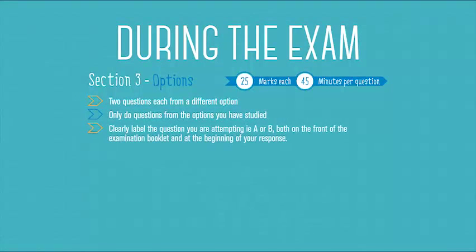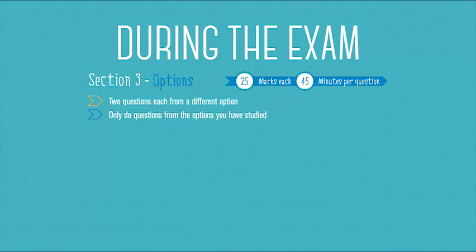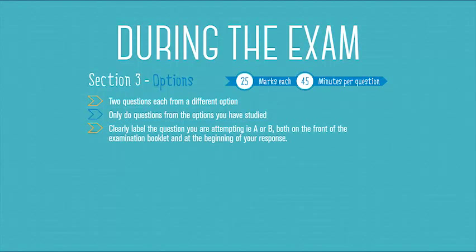One of the things that I've learnt from marking HSC this year is that it's really, really important that you label the question clearly. You get a choice of an A or a B question, and you need to be clear to the marker which question you are answering. So make sure on the front of the booklet you indicate, is this 27A or is it 27B? And also, before you begin writing your response, make sure that you also indicate whether it's an A or a B response.